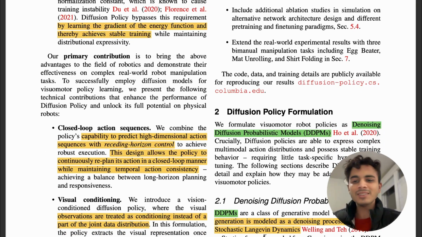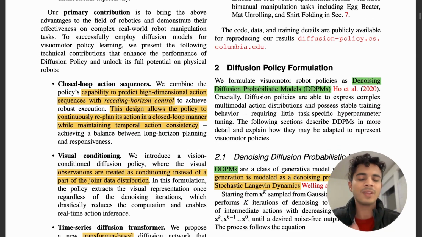Now, how are the above properties achieved? How exactly is diffusion policy able to do it? This is what we'll be looking into. By the way, we are still in the introduction section, and this still gives a great detailed overview of what we are going to go deeper into. So I really like the section, the way it is written.